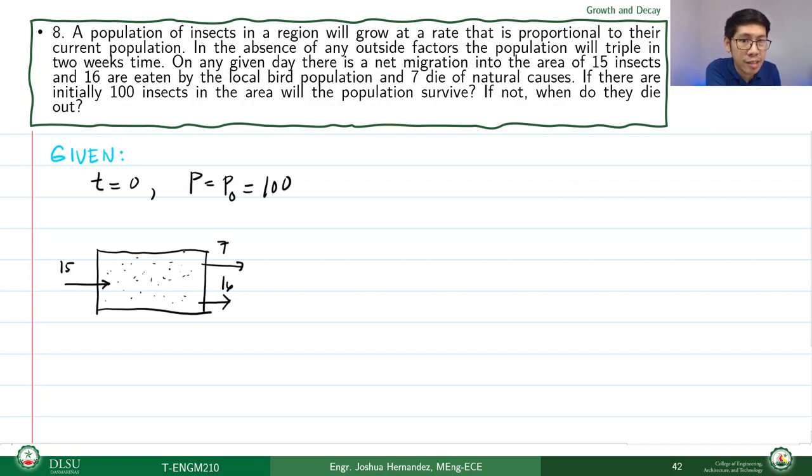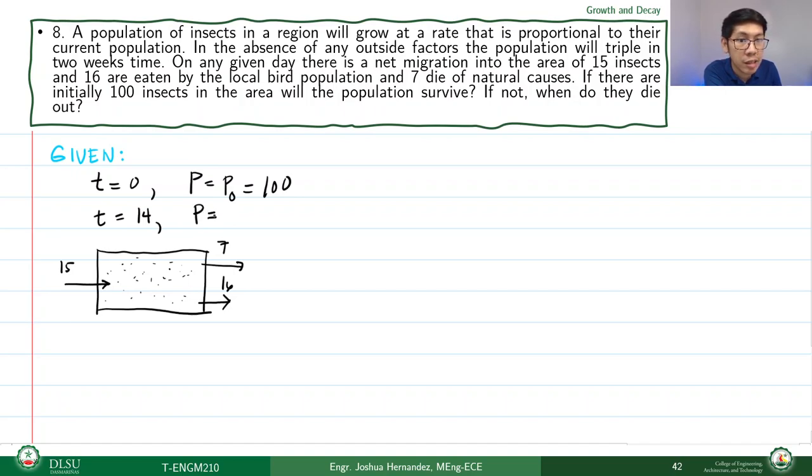Pero kung mapapansin natin, no, ang sabi dito, on any given day. So, ibig sabihin, itong activity na to of 15 coming inside the area and then meron daw 16 that die or are eaten and then 7 die. Ang sabi niya rito, daily siya. No? So, from that time frame, doon natin ibasa yung ating time, no, in this problem. So, instead of letting t be equal to 2 as per 2 weeks, sabi dun sa second sentence na in the absence of any outside factors, the population will triple in 2 weeks. Instead of 2, let's make it daily. So 2 weeks times 7 days is 14. Okay. Now, when t is equal to 14, ano daw yung population?